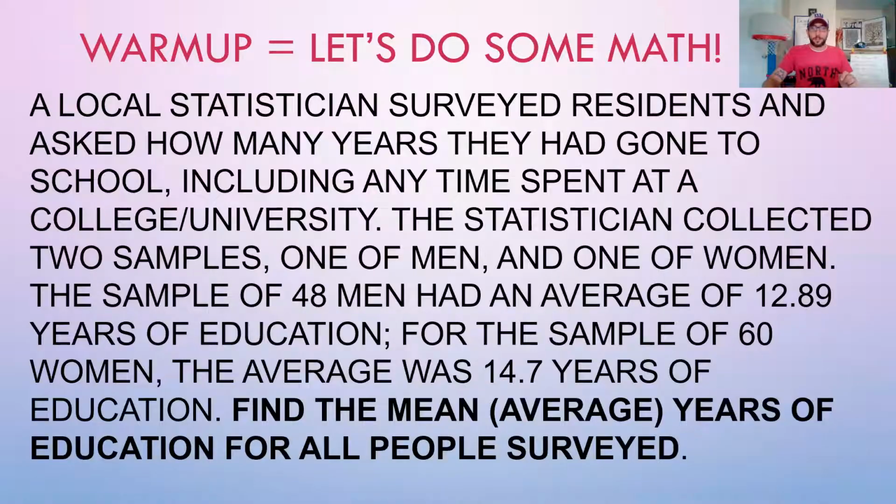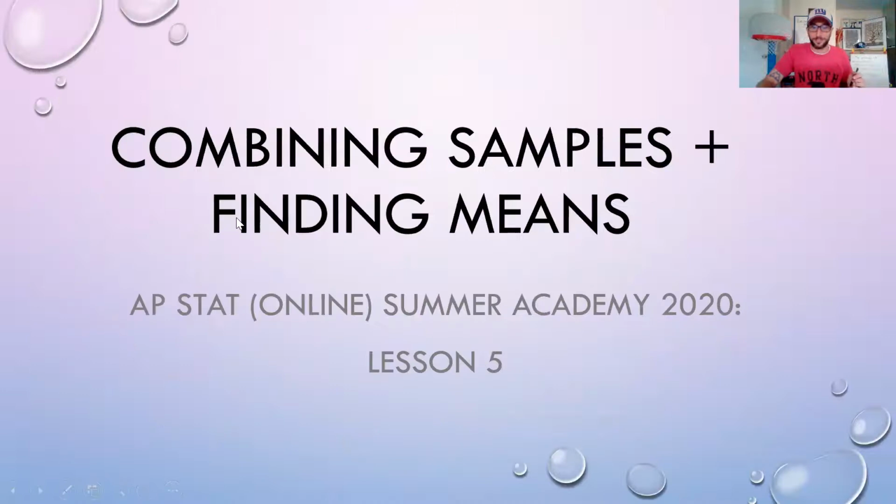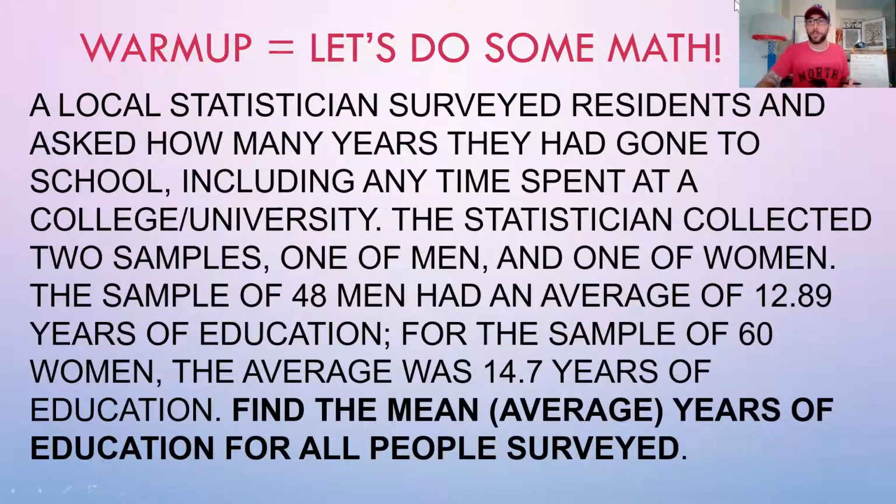Of course, this is in our summer assignment. So here we go. I skipped the title. There it is. We're going to find some overall averages when we're combining some samples. This is lesson 5 of 6. We are almost there. Here's your problem. Do it. That's the whole video. Just do this problem.